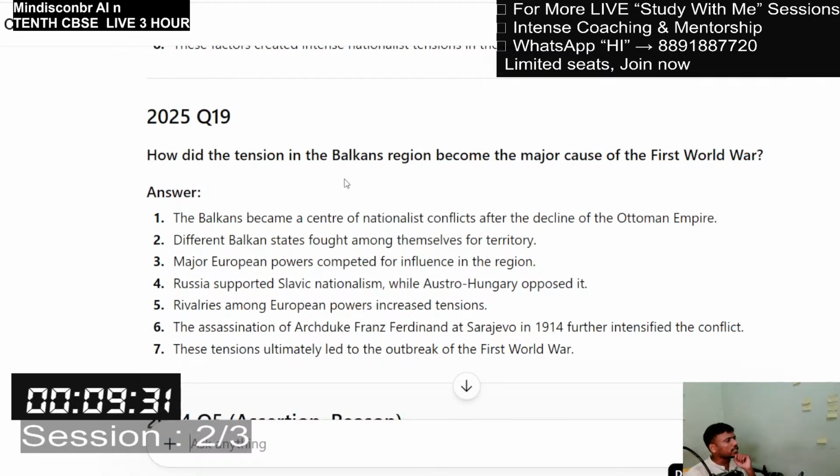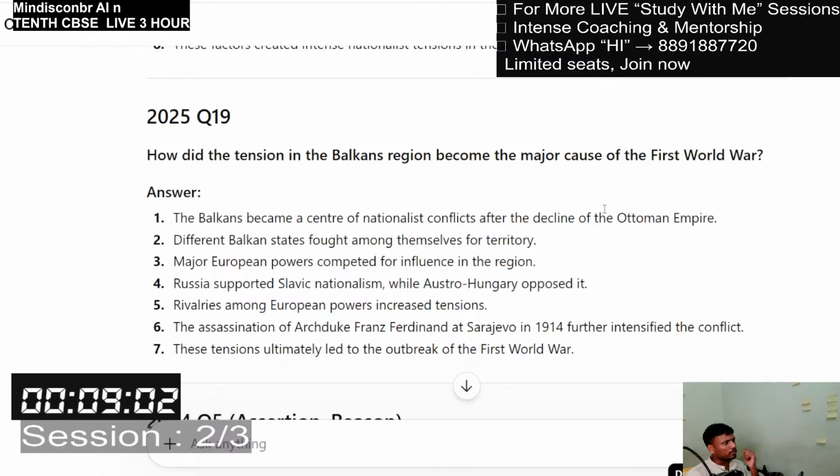How did the tension in the Balkans region become the major cause of the First World War? The Balkans became a center of nationalist conflicts after the decline of the Ottoman Empire. Different Balkan states fought among themselves for territory. Major European powers competed for influence in the region. Russia supported Slavic nationalism while Austro-Hungary opposed it.